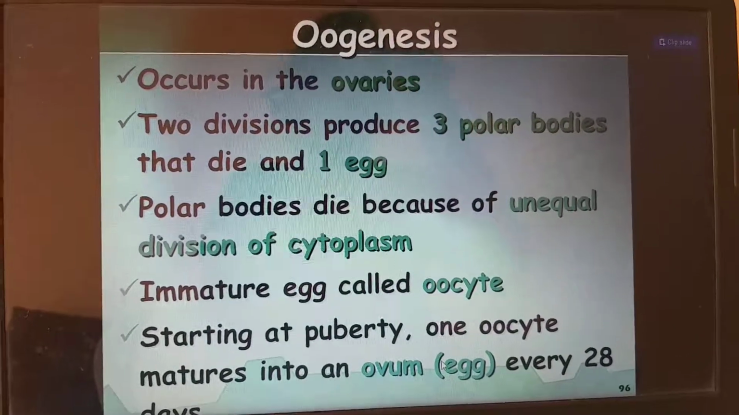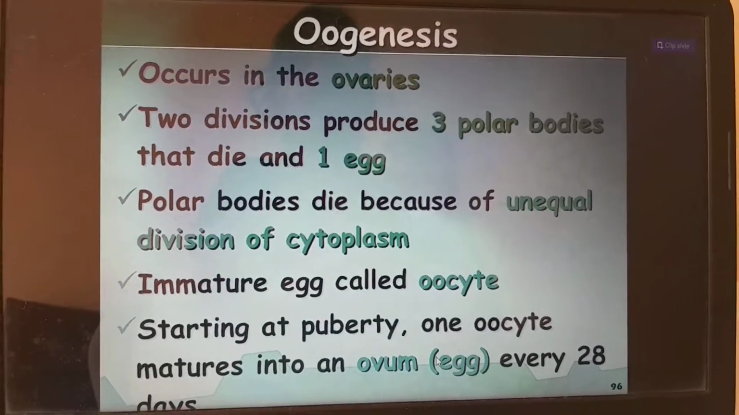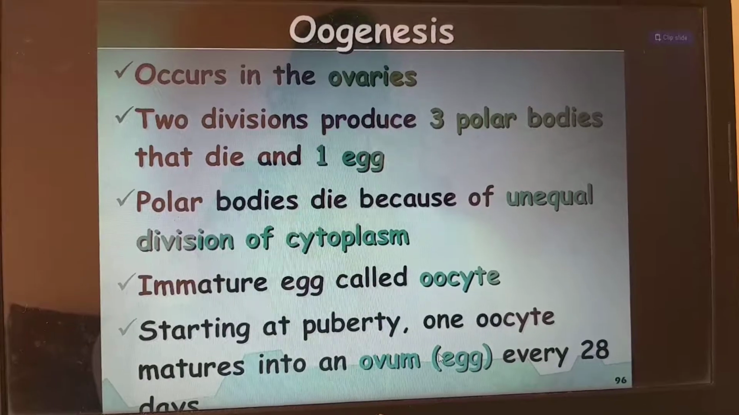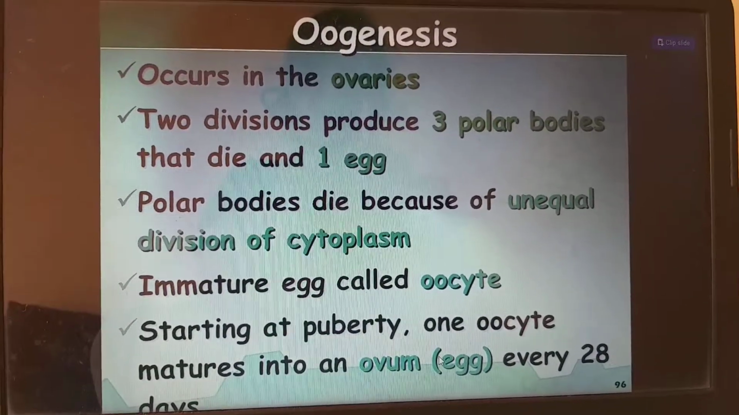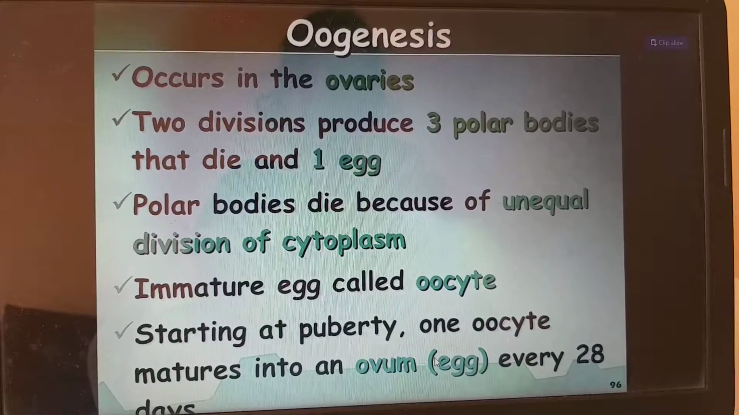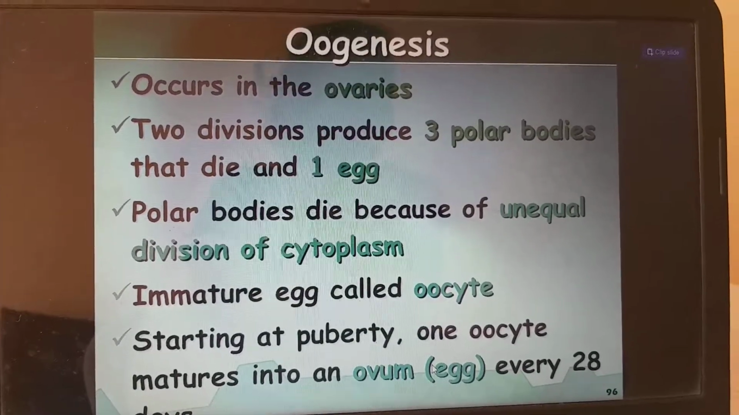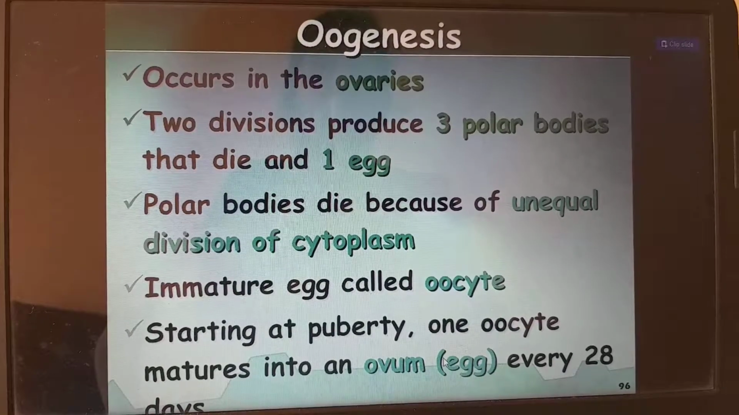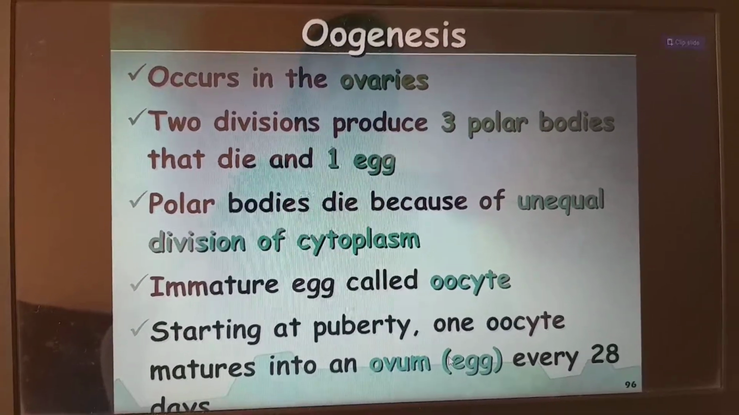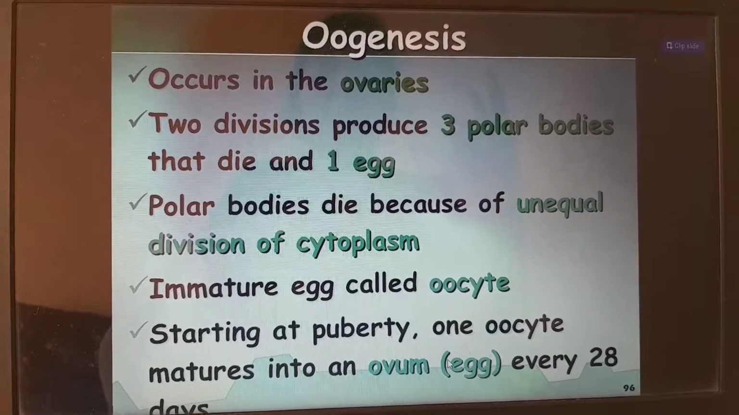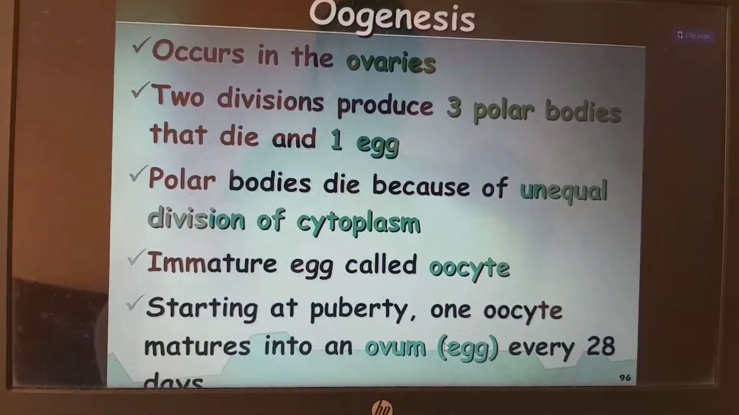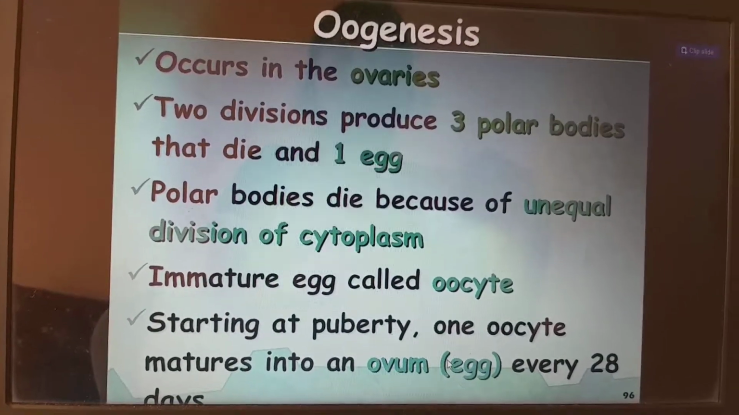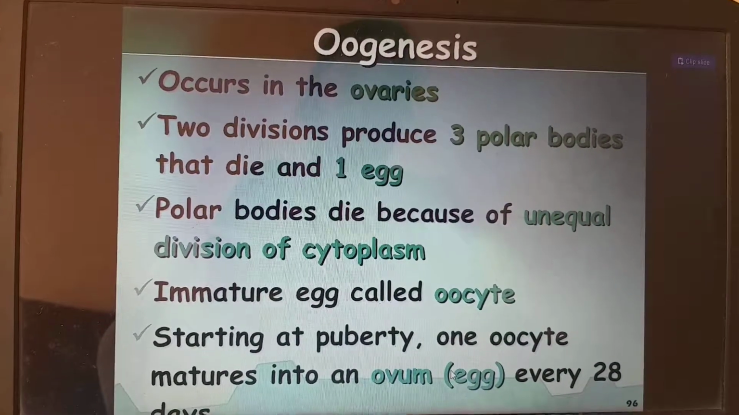Oogenesis and cell division: what happens in oogenesis, what are the three polar bodies, and what is the only one egg cell. In oogenesis, the very characteristic feature is that one cell will give only one egg cell. That is the very important thing about oogenesis. One spermatogonium will give four sperms, but one oogonium will give one egg. The polar bodies will die because of an unequal division of cytoplasm. An immature egg cell we call an oocyte. Starting at puberty, one oocyte matures into an ovum every 28 days.